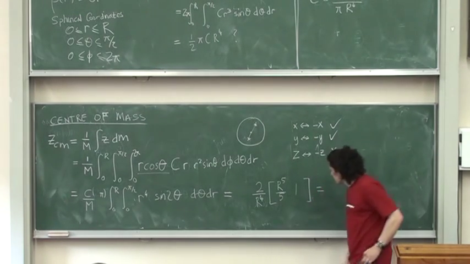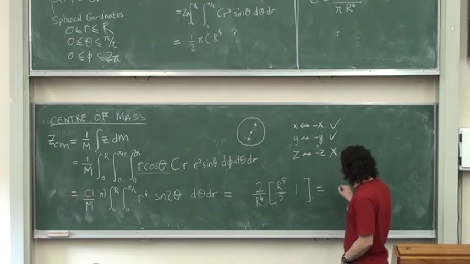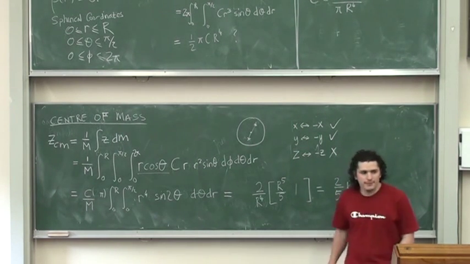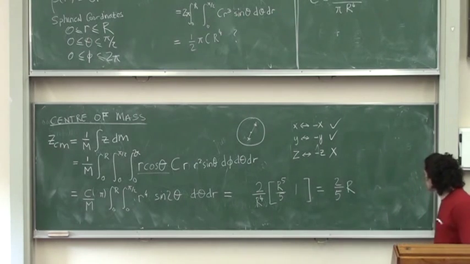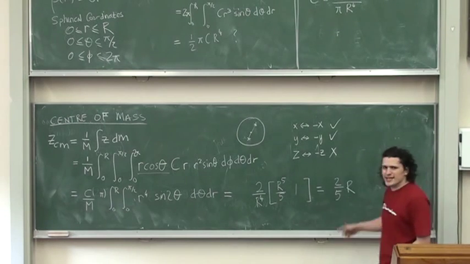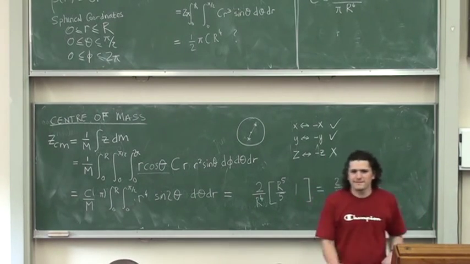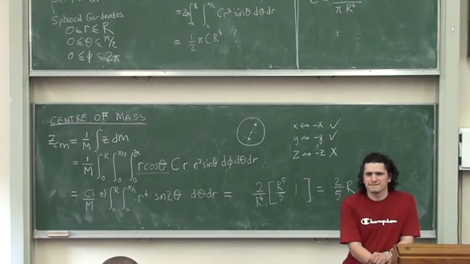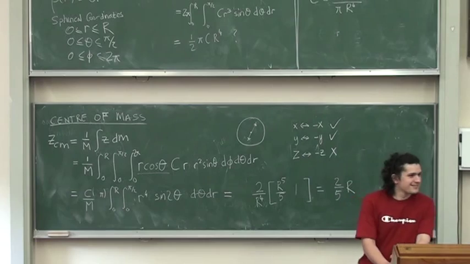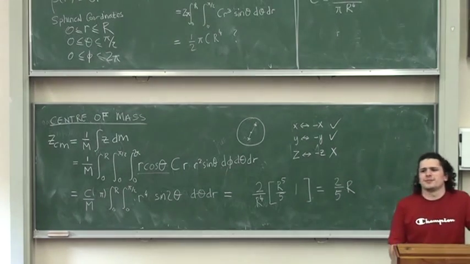Okay, so the final answer then is 2/5 of the way up. So what happened? What was it before? What was it for a uniform hemisphere? Anyone remember the answer? 3/8. So what's bigger, 3/8 or 2/5?